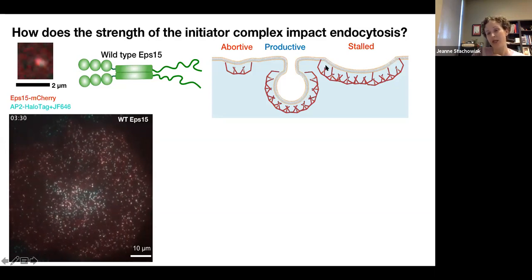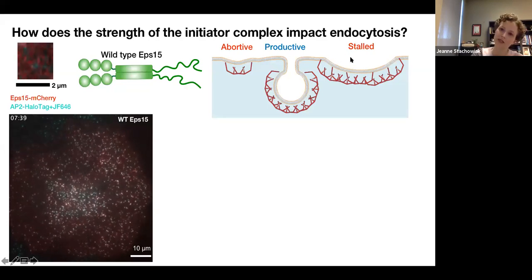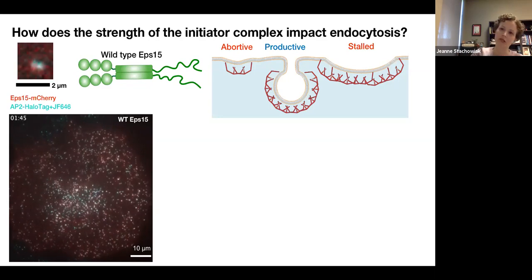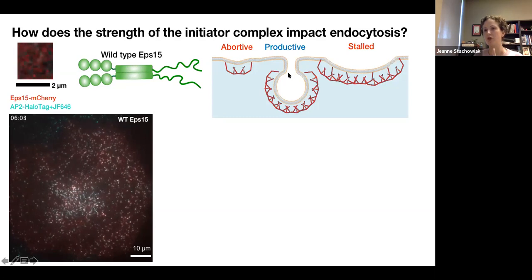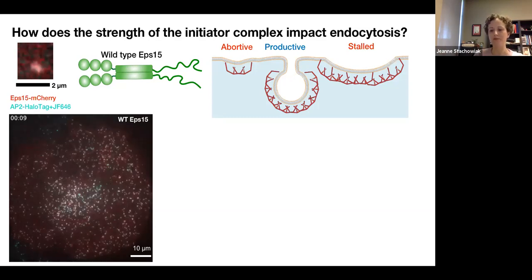So they're not really productive. They're just staying at the plasma membrane. And there has been some recent work suggesting that these structures have roles in signaling, maybe doing things other than endocytosis. But then the majority of the structures are in the middle, and they'll form a productive vesicle and depart anywhere from 30 seconds to a couple of minutes.